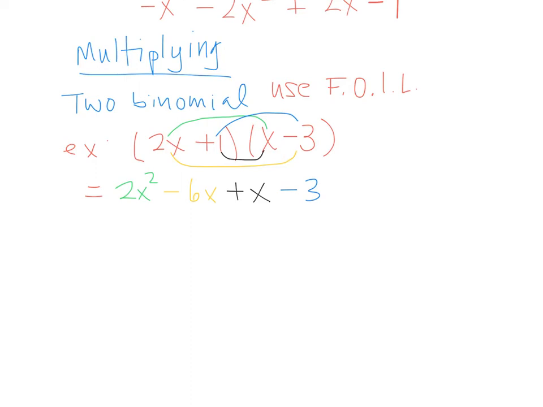Now we want to combine like terms. So we only have one x squared term, so we get 2x squared. We can combine those inner two terms and get negative 5x, and then minus 3.